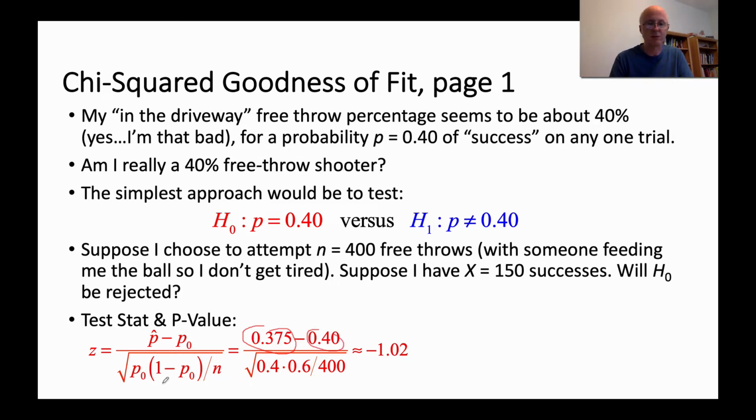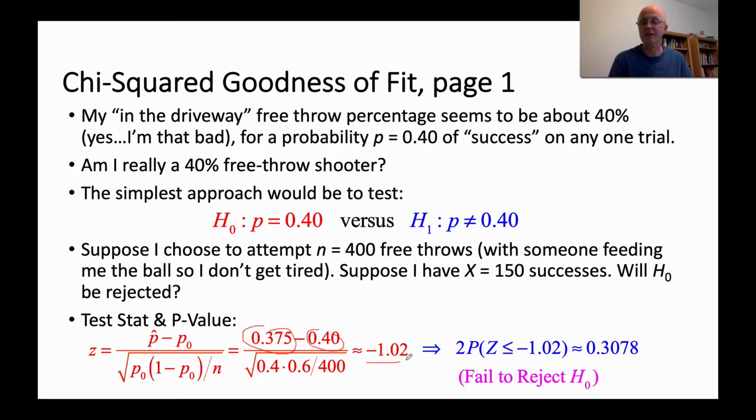You also divide by the square root of the null value times 1 minus the null value divided by the sample size. You can check on your calculator. This comes out to about negative 1.02. Hopefully I have not made a mistake. It's possible I do make mistakes, so check things after me. And that results in a two-tailed p-value of 2 times this probability right there from the standard normal distribution, which ends up being about 31%.